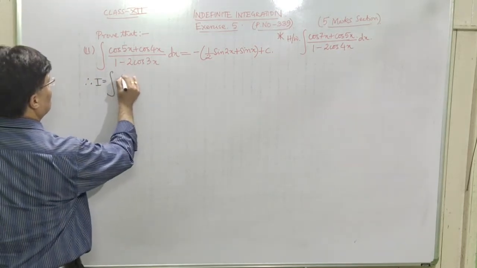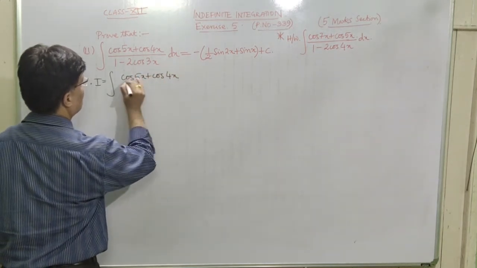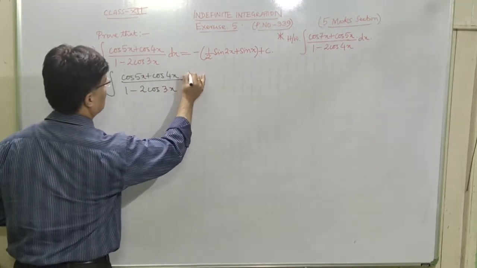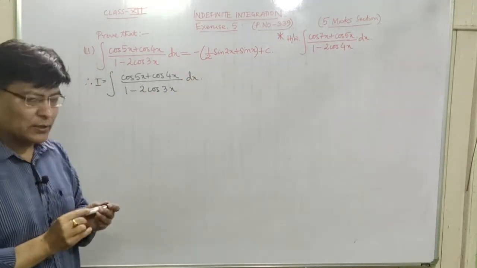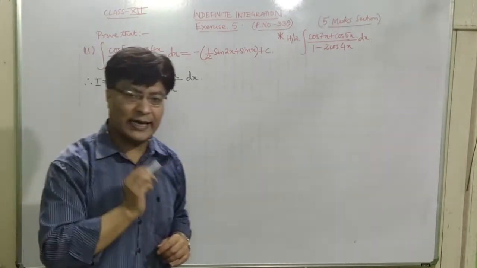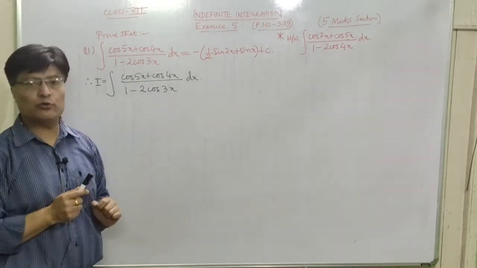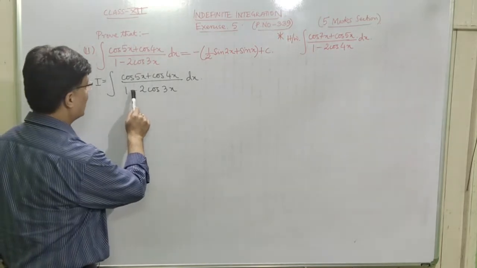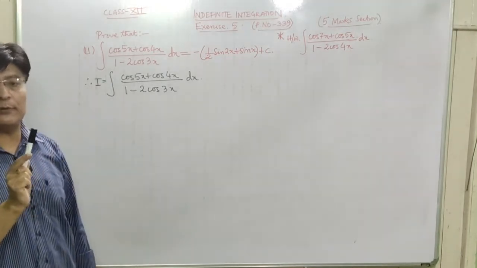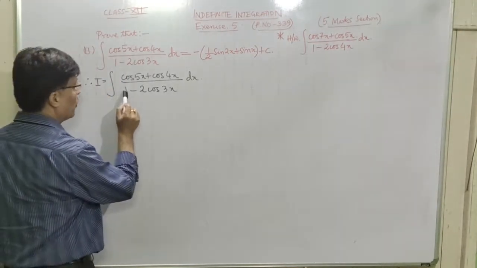I is equal to the integration of (cos 5x + cos 4x) divided by (1 minus 2 cos 3x), then this is dx, okay. So when you see this, don't immediately use the cos C plus cos D formula on the numerator. Here, first look at the denominator. There is 1 minus 2 cos 3x, right? So don't use the formula now. Don't use cos C plus cos D. First we are looking at the denominator, 1 minus 2 cos 3x.